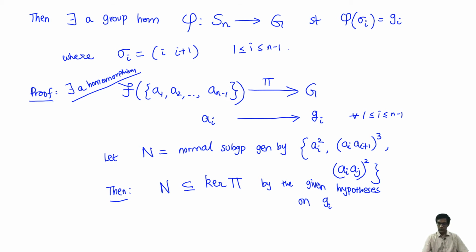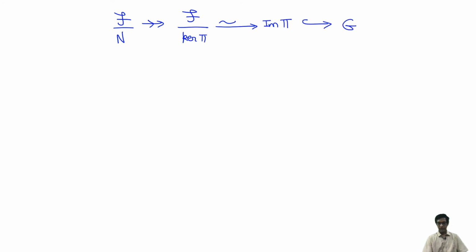Okay, now we are almost back to our usual situation. So what does this mean? I have now a map from F/N to F/ker π, and F/ker π by the first isomorphism theorem is isomorphic to the image of π. The image of π is some subgroup of my original group G. Okay, so all this is just repeating the same arguments we did before.